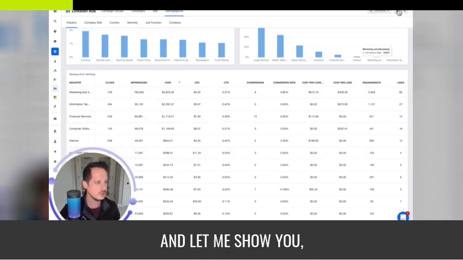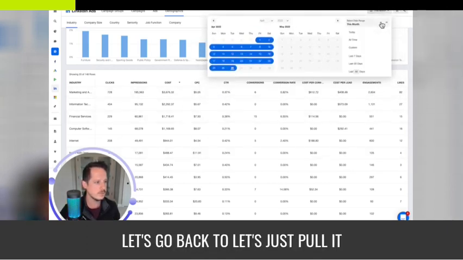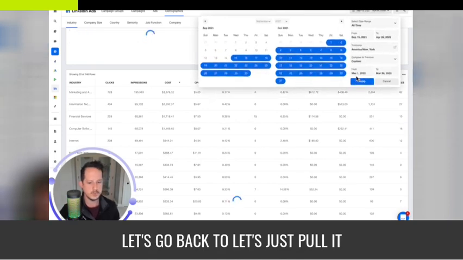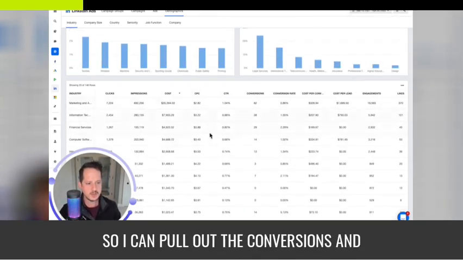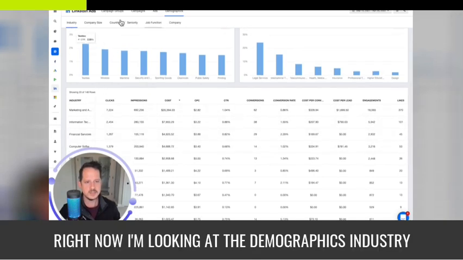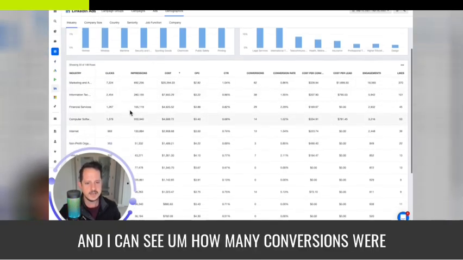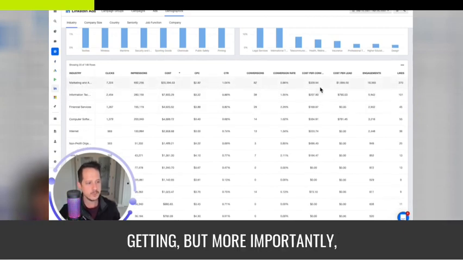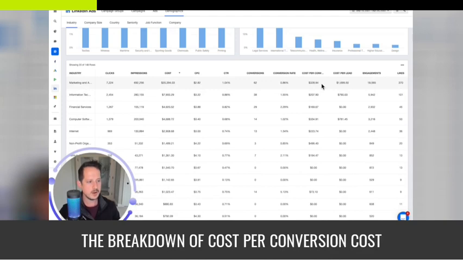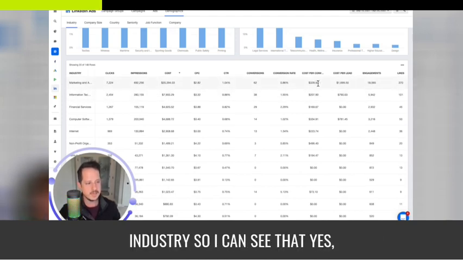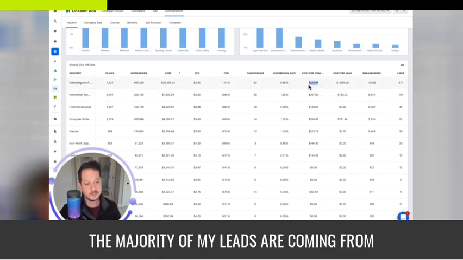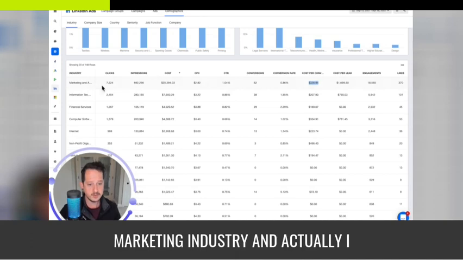And let me show you, that's just this month. Let's go back to, let's just pull it in. So this is an ad account that's been going since September of last year. So I can pull out the conversions, and right now I'm looking at the demographics industry, and I can see how many conversions we're getting, but more importantly, the breakdown of cost per conversion, cost per click, and click-through rate by industry. So I can see that, yes, the majority of my leads are coming from marketing industry.